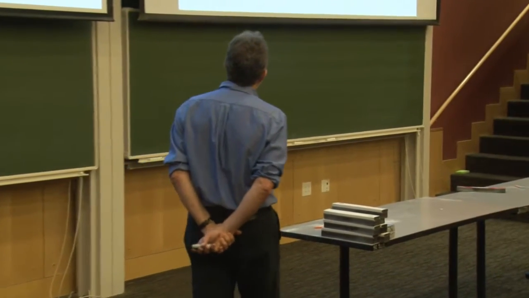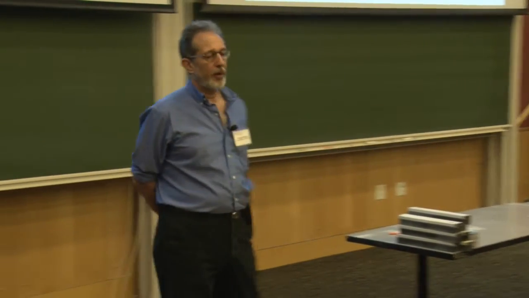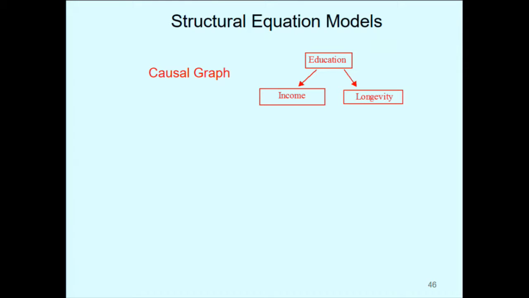So these are called structural equation models, and the first example that's easy to show is with the same causal structure, education, income, and longevity, that we had in smoking, yellowed fingers, and lung cancer, but now we're going to parametrize it as a different kind of quantitative relationship.